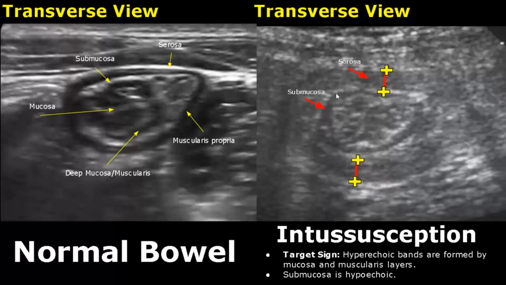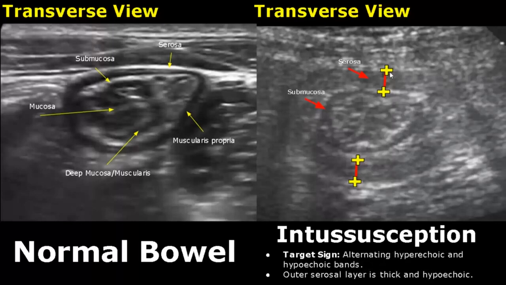The outermost serosal layer is very thick, and normally this layer is supposed to be hyperechoic, but here it is hypoechoic. The serosal layer appearance is easier to see as compared to the inner layers like submucosa.